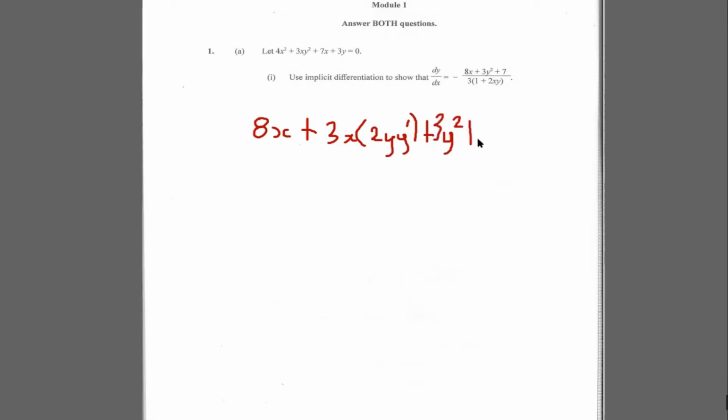plus when you differentiate 7x, you get 7, plus when you differentiate 3y, you get 3 dy by dx, or you can call it y prime. And now that is equal to 0.